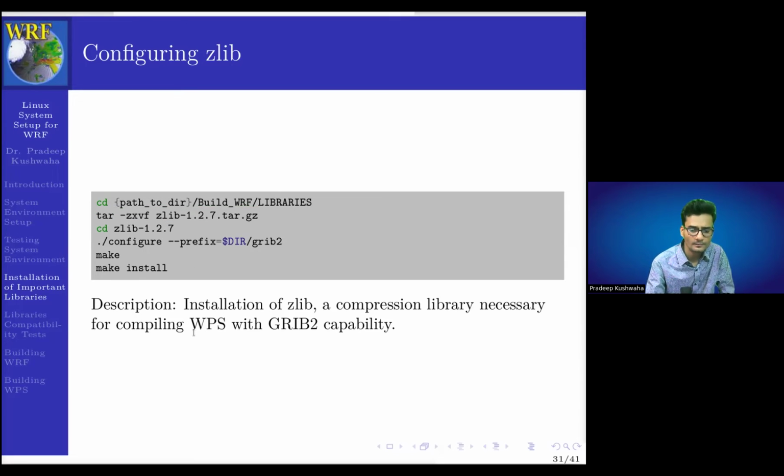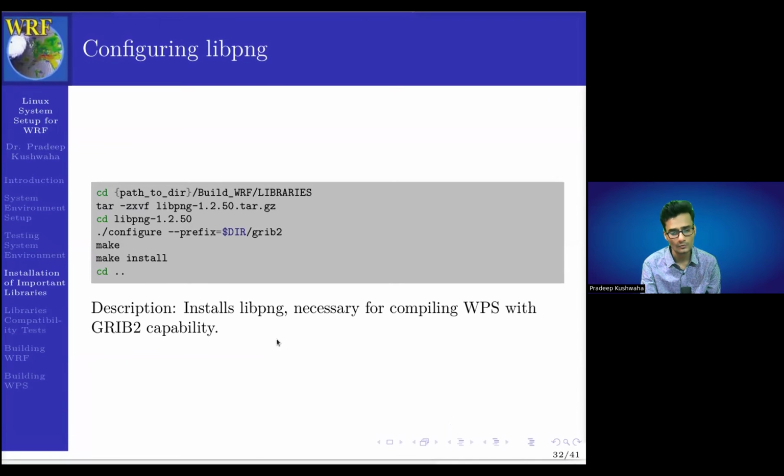So what this slide actually describes is the installation of zlib, a compression library necessary for compiling WPS with the GRIB2 capability. Now what is left is the libpng. It is also very simple. Just go to the library directory using the cd command, then untar libpng, then go to the libpng folder, configure it and make install, and then again go one directory back. So what it does is install the libpng necessary for compiling WPS with the GRIB2 capability.